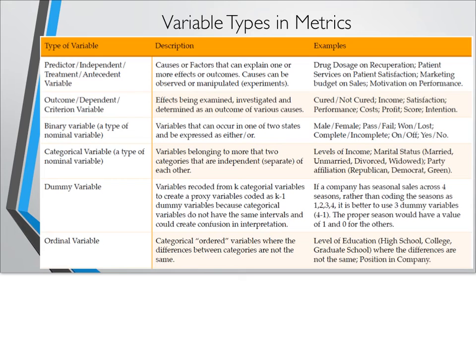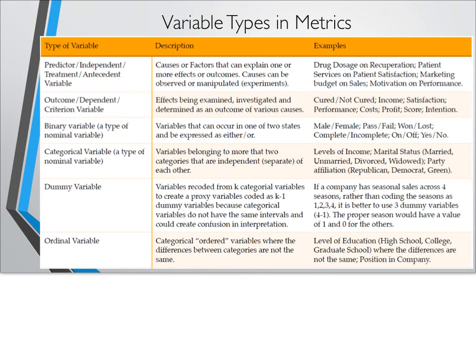Then, of course, you've got different types of other variables, such as, is the variable binary? If you think of someone being cured versus not cured, that's a binary variable. It can be 1 or a 0, right? So these are variables that can occur in either one of two states and can be expressed as either or: male, female, cured, not cured, pass, fail, won, lost, complete, incomplete, on, off, yes or no. And binary variables can be either outcome variables or predictor variables.